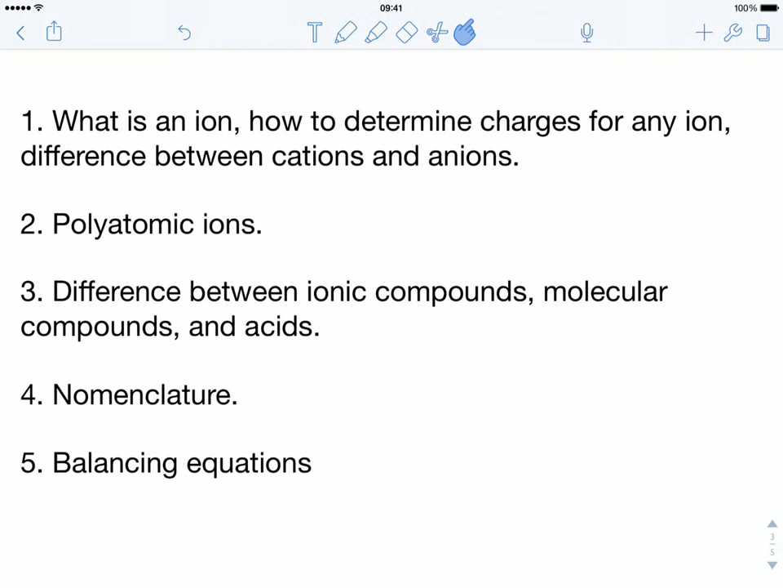You need to be able to tell the difference between an ionic compound, a molecular compound, and an acid. You need to be comfortable with nomenclature rules, meaning when we put two ions together, how do we do so to make it neutral, meaning there's no net charge unless you're otherwise told so. And finally, just some quick reminders about balancing chemical equations.